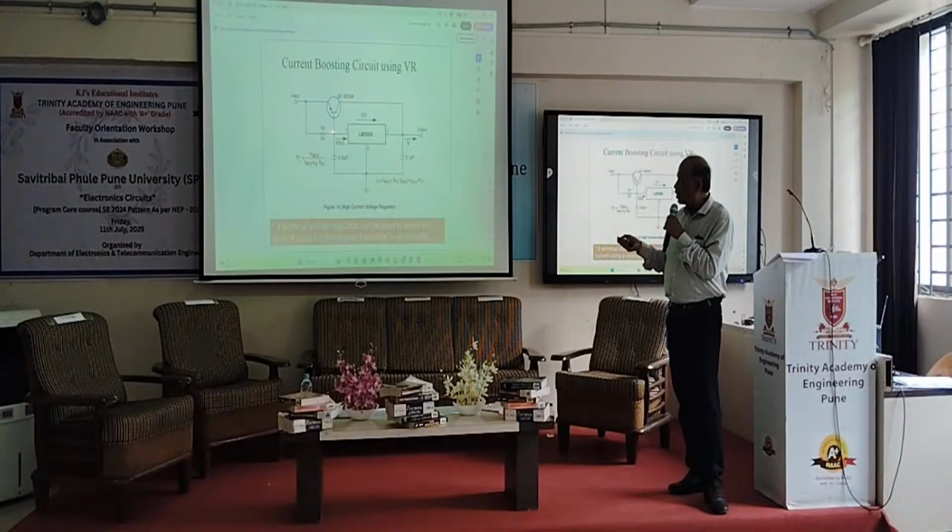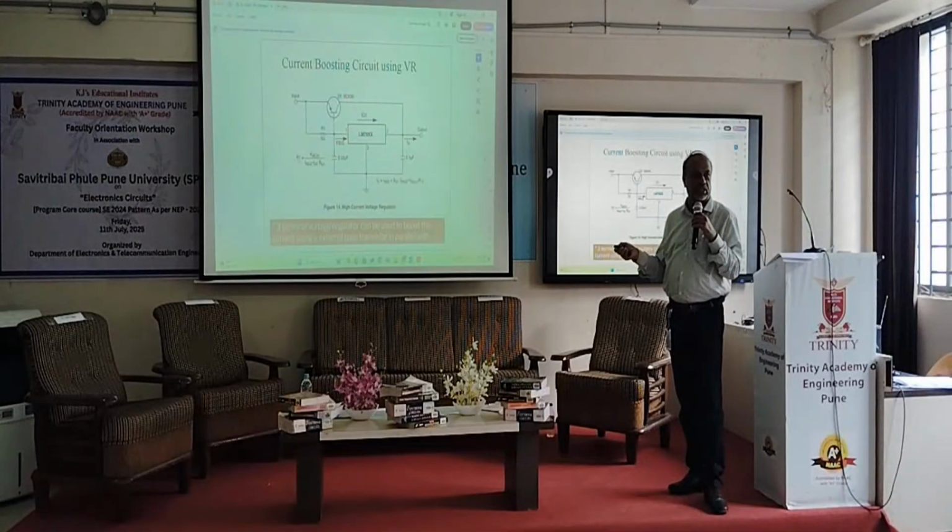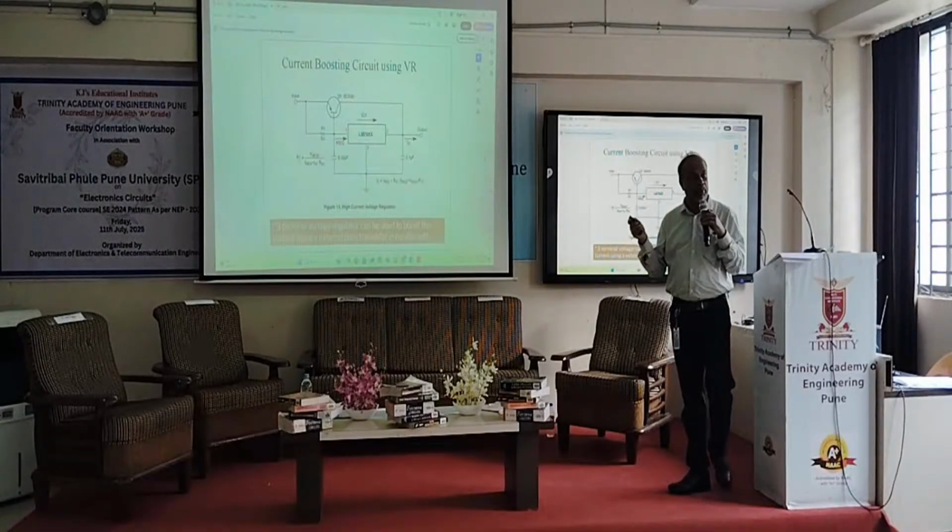As soon as this input increases and goes to 0.7 volts, this transistor is on and the current at the output will be 1.5. So this is a current boosting circuit using a transistor in common base configuration.